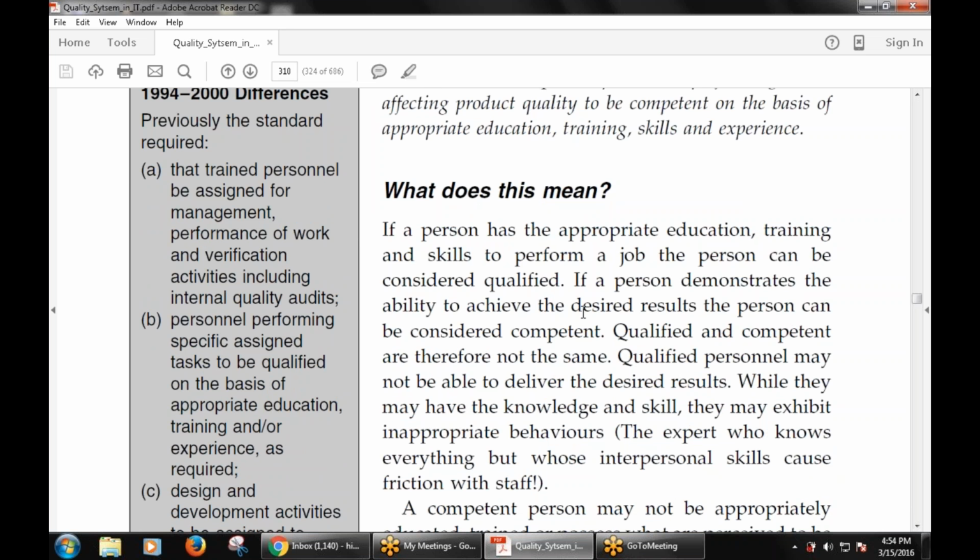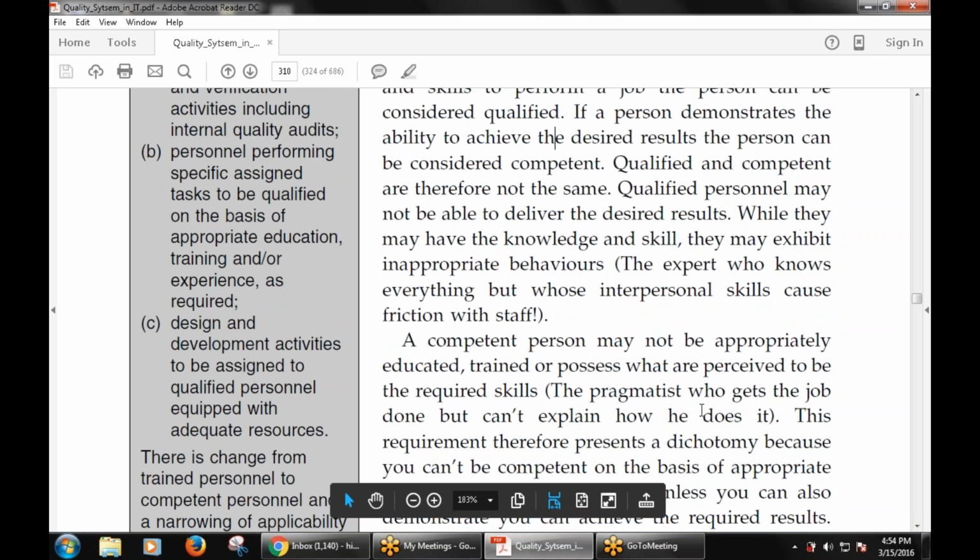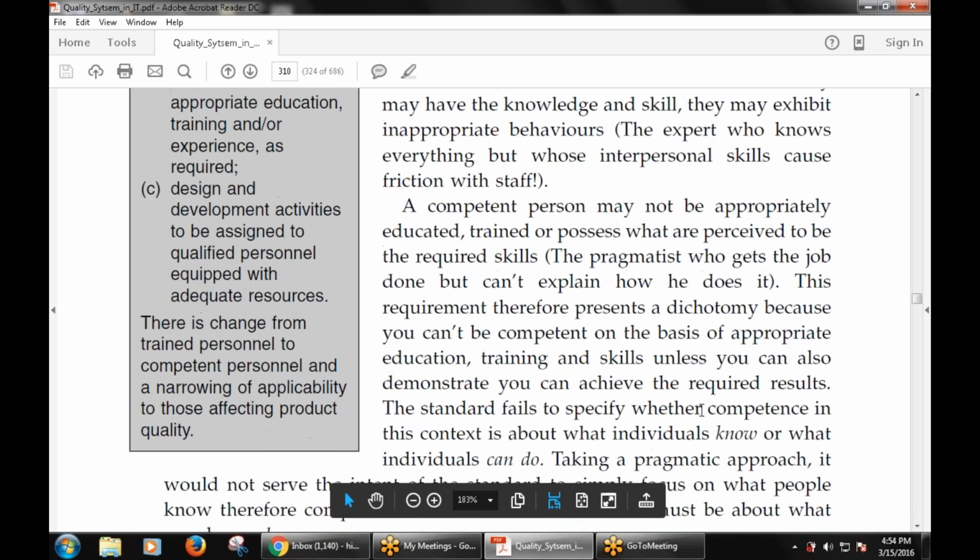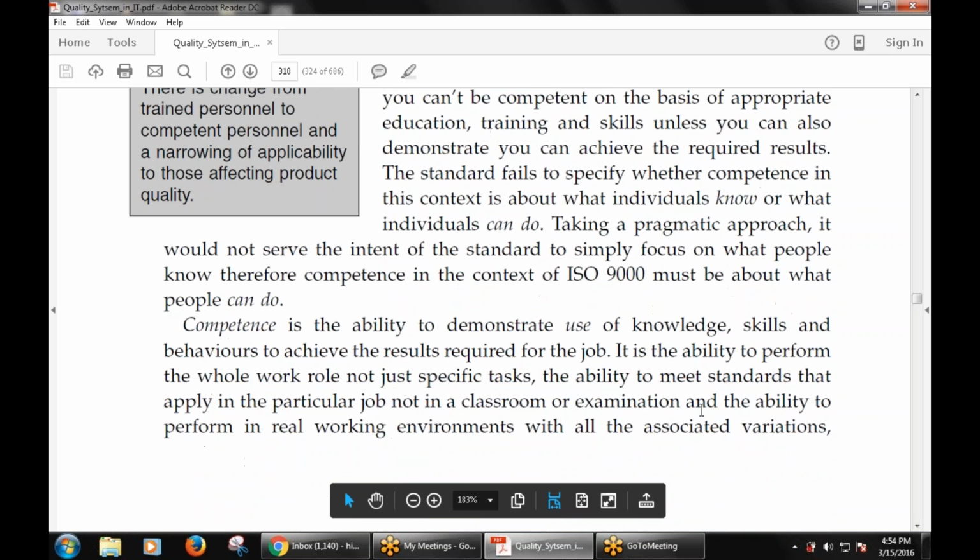Qualified personnel may not be able to deliver the desired result. While they have the knowledge and the skill, they may exhibit inappropriate behavior. And a competent person may not be appropriately educated or trained in what is perceived to be the required skills.